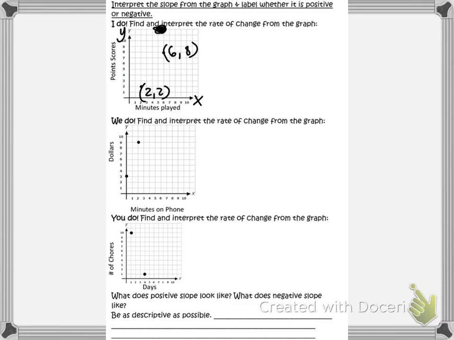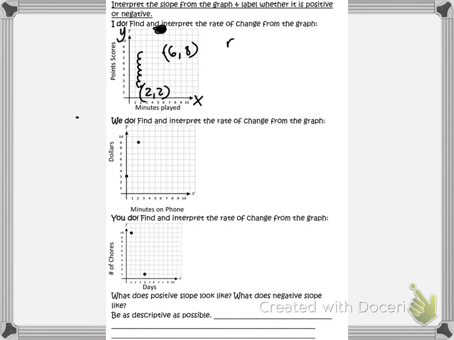Rate of change is slope or rise over run, change in y over change in x, y2 minus y1 over x2 minus x1. Let's do rise over run on this one. So let's mix it up. Let's go rise over run. So if I'm counting my rise, I had to go 1, 2, 3, 4, 5, 6.